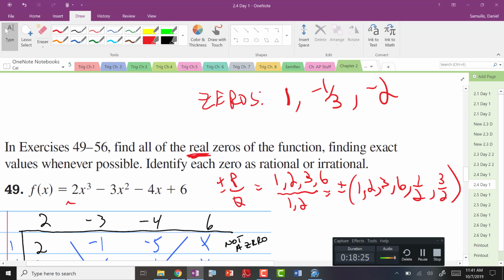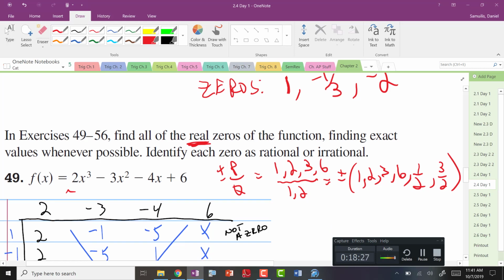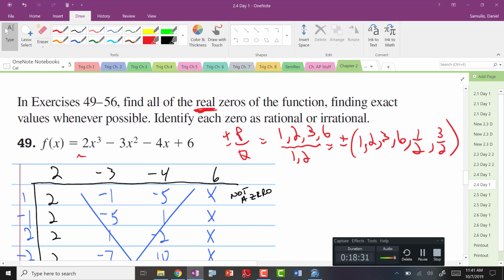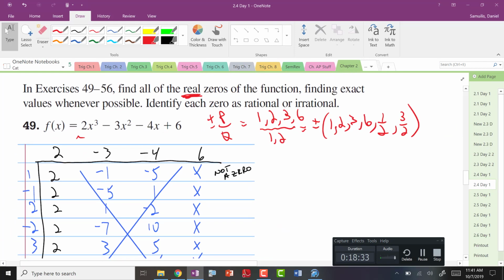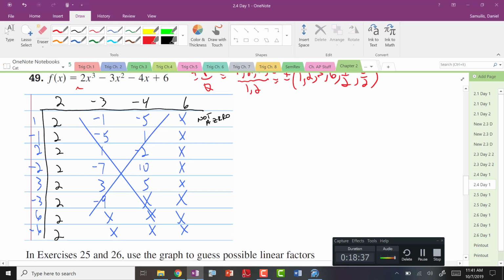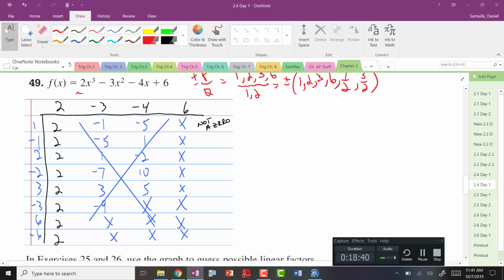Now you don't have to write this down. Then on the video in the past, I tried negative 1. Then I tried 2. Then I tried negative 2. Then I tried 3. And then I tried negative 3. And then I tried 6. And then I tried negative 6. None of them worked. You know why I stopped early?